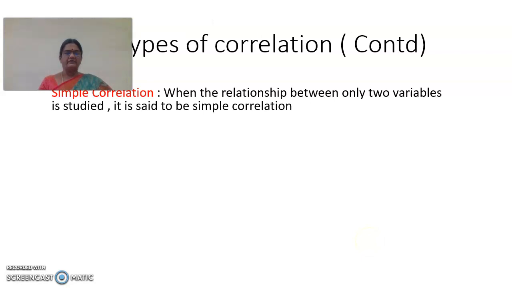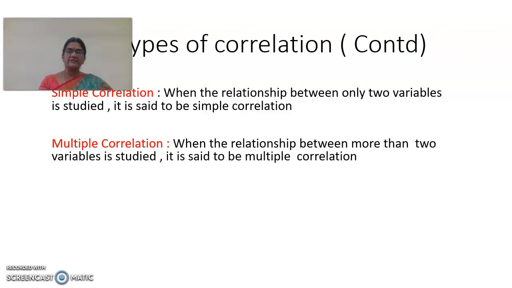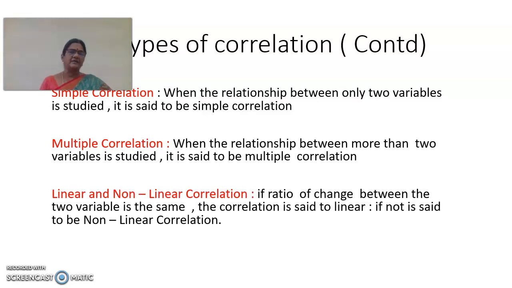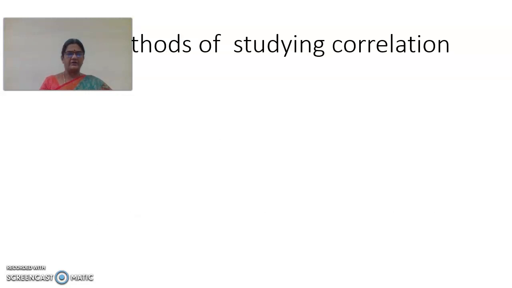Then, we can look into the other categories. Simple correlation. What is simple correlation? When we are taking the relationship between only two variables, then it is said to be a simple correlation. When the relationship between more than two variables is studied, it is said to be multiple correlation. The other category is linear and non-linear. If the rate of change between the two variables is the same, the correlation is said to be linear. If not, it is said to be non-linear.